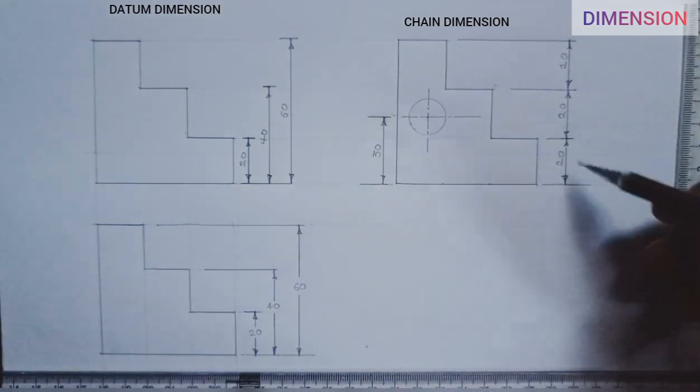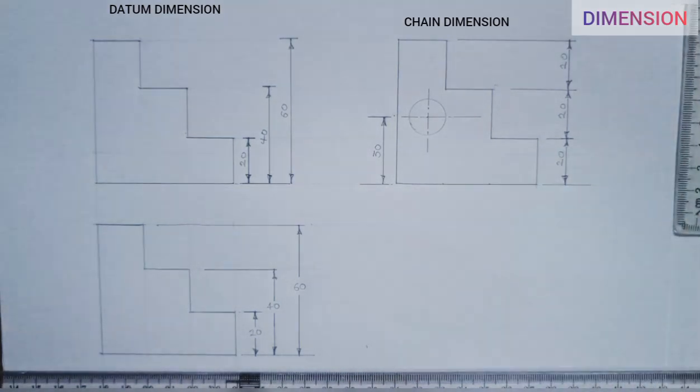So if I'm doing that in this case here, now that means I'll be leaving space in between, right? This is what we call the unidirectional system of dimensioning, right?